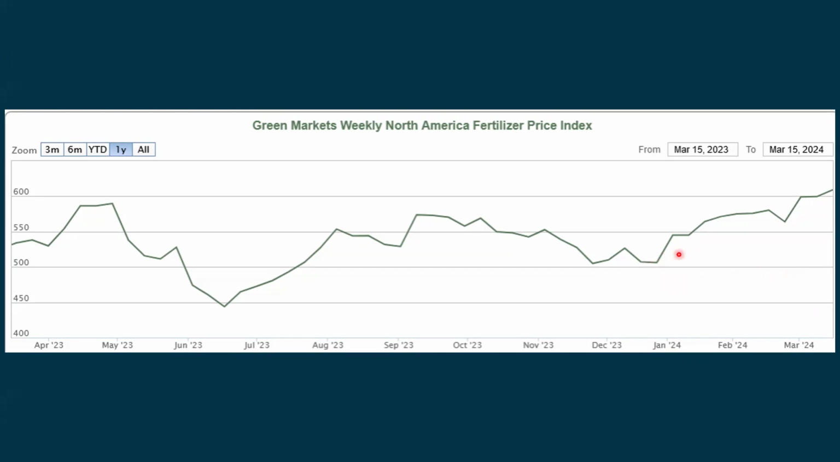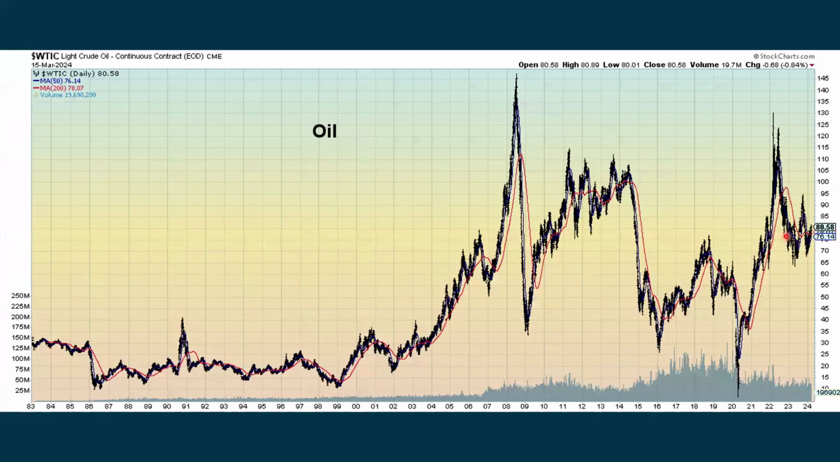Here's a look at fertilizer, and I usually show a longer term chart, but I wanted to break it down a little bit just to give you an idea, showing that after bottoming in December, we are starting to go back up with the price of fertilizer. If this keeps going up, that could be more inflationary.